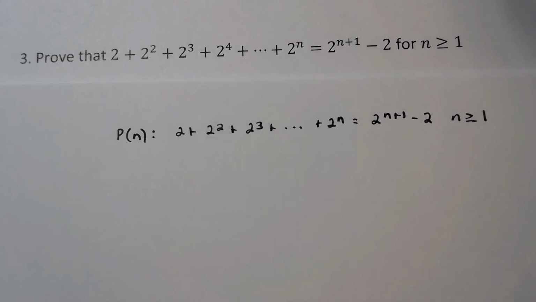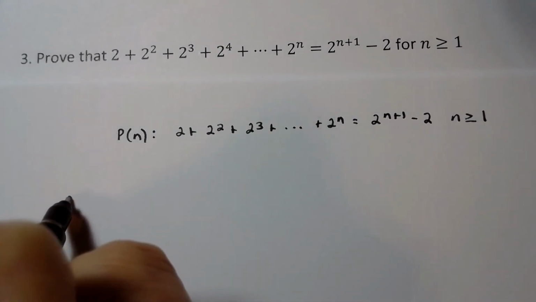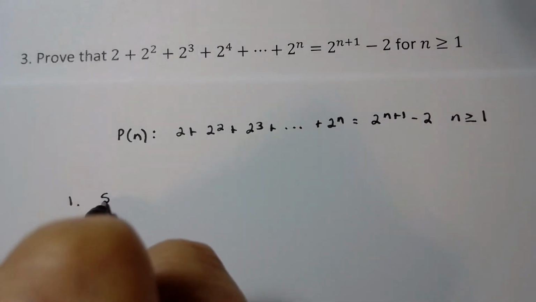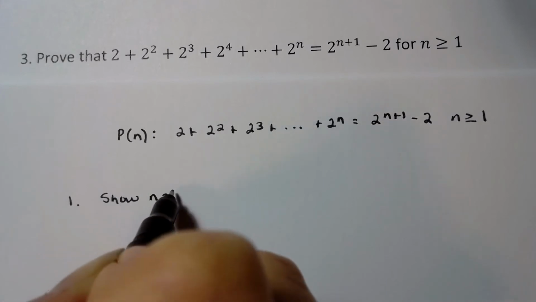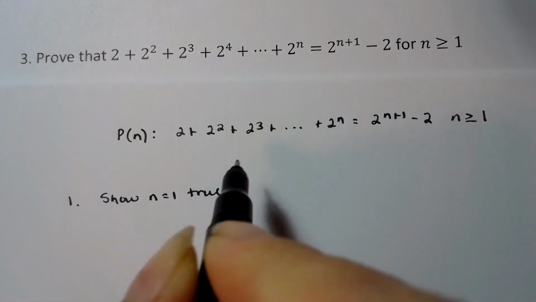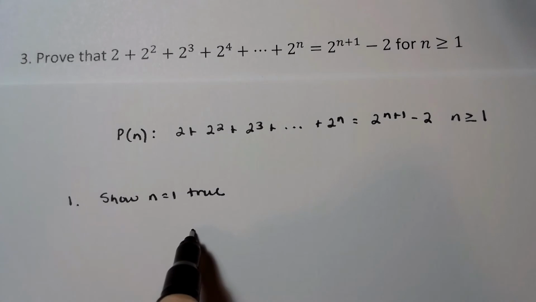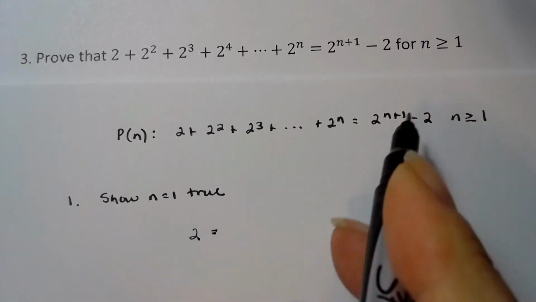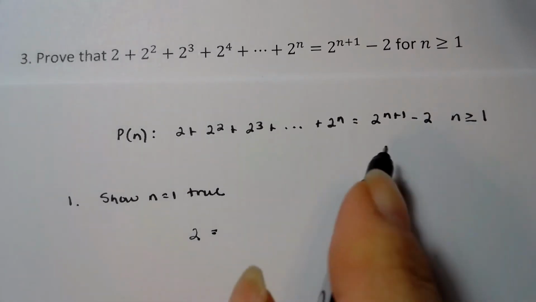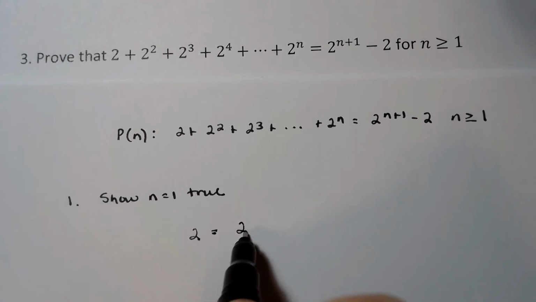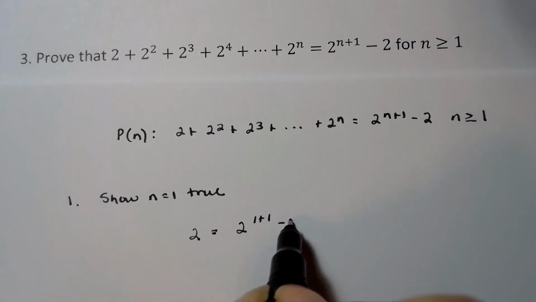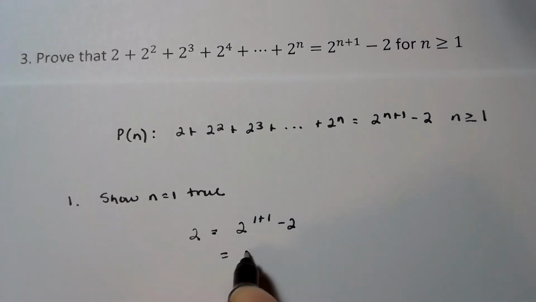Okay, I'm going to write my basis statement. Show that n equals 1 is true. Well, when n equals 1, the left-hand side is 2. And if I plug in a 1 on the right-hand side, we're going to have 2 to the 1 plus 1 minus 2, which is 2 squared minus 2, which is 2. Left-hand side equals right-hand side. I've shown my basis statement.